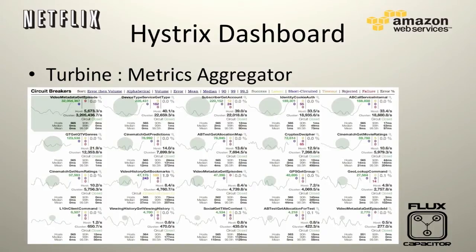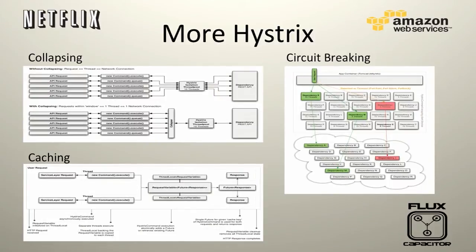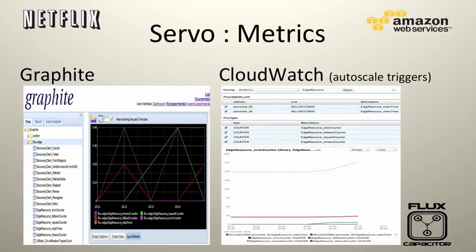So here we have Turbine. This is a huge dashboard that actually shows all the different services. There's tons of data here. It kind of shows the blips throughout the system, things failing over quickly. Some more Hystrix stuff. Obviously circuit breaker on the right. Hystrix does collapsing of requests for optimization. It'll also cache similar requests coming in for the same data.